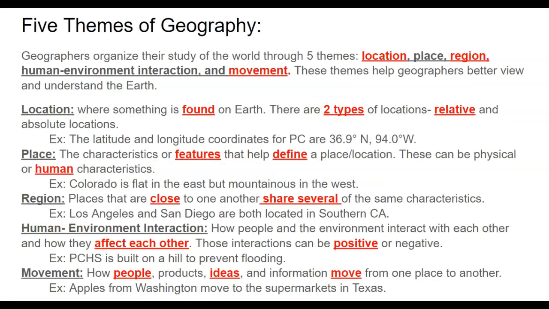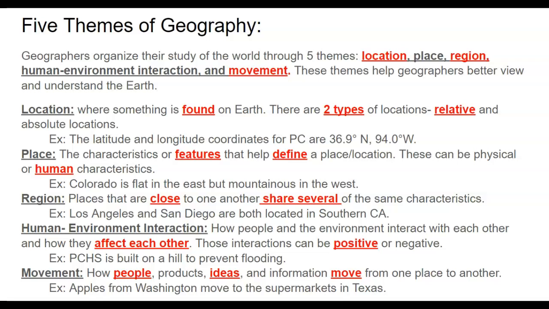The 5 themes of geography are location, place, region, human environment interaction, and movement. These are the themes that help geographers better view and understand the Earth, and they even make maps using those 5 themes. Location, which is our first one, is where something is found on Earth. There are 2 types of locations. One is a relative location and one is an absolute location.